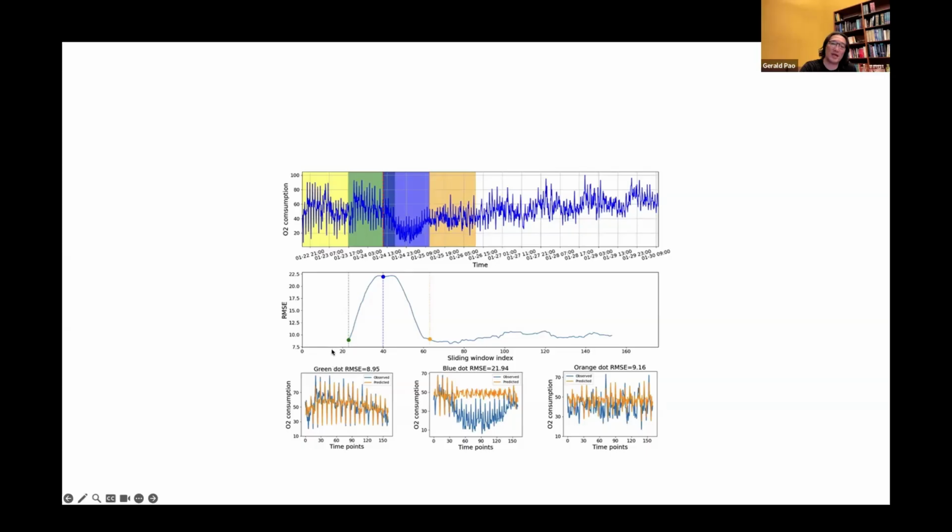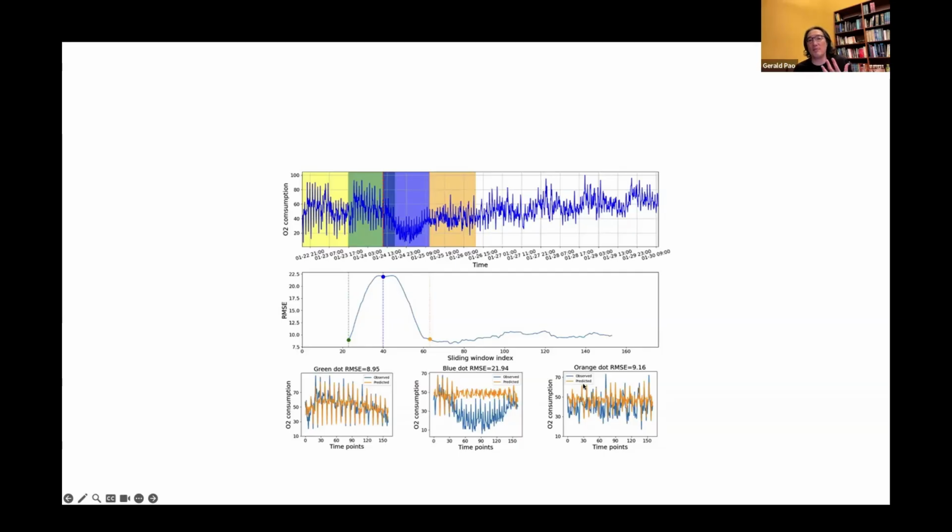So when we inject the animals, you can see your RMSE, your error in prediction, goes up. Before the injection, observed is blue and predicted is orange, and we do fairly well. Then you do this injection, and the mouse is fundamentally feeling different. The oxygen consumption goes down and your prediction error becomes very big. When the mouse starts to recover, the prediction error becomes small.